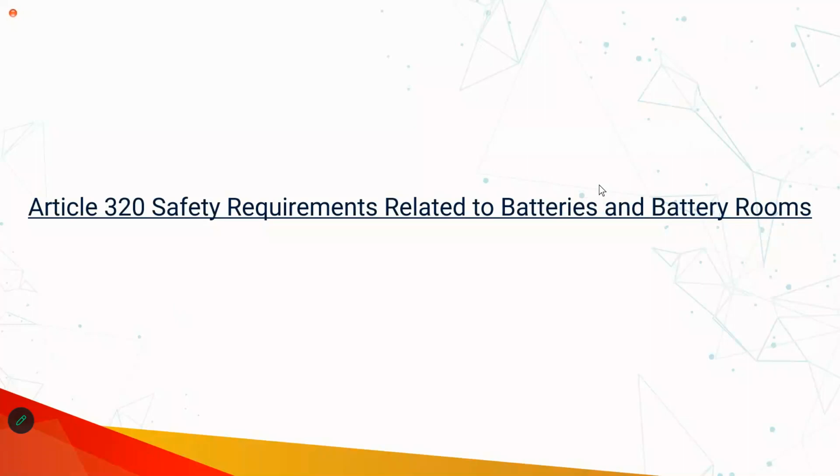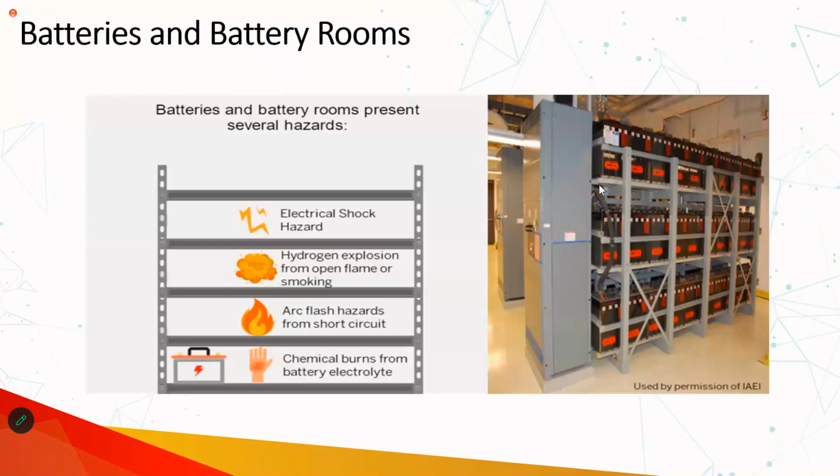In Article 320 you are going to find material related to batteries and battery rooms. In Article 250 we talked about batteries and battery rooms from a maintenance perspective. Here it is related to hazards. So what are the hazards associated with batteries and battery rooms?